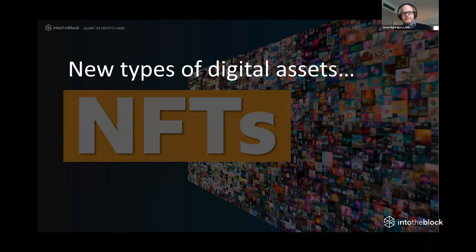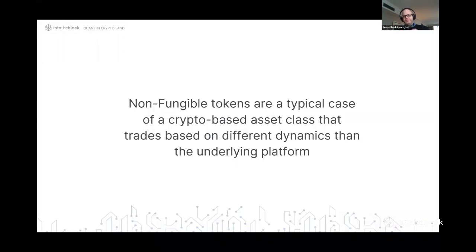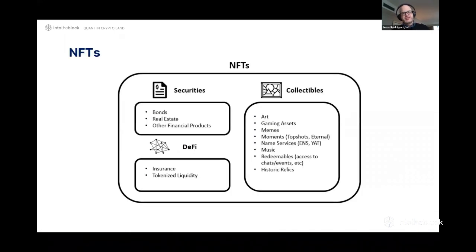The canonical example of this is NFTs. Non-fungible tokens are a classic form of digital asset whose trading dynamics are really not the same dynamics you use to trade Bitcoin and Ethereum. It's really focused on scarcity, on the collectors, on the brand. It has a lot of dependency on social media, on listings, and things like that.